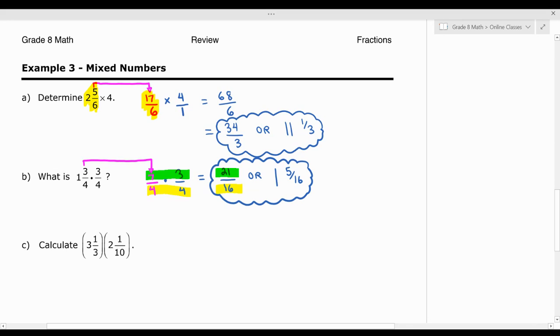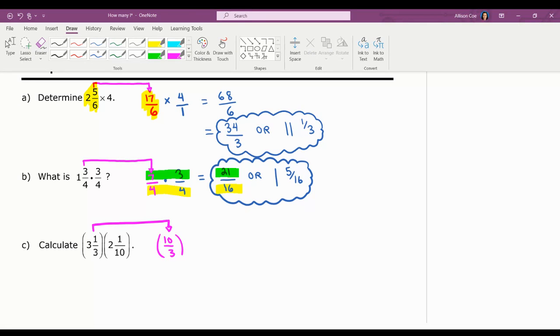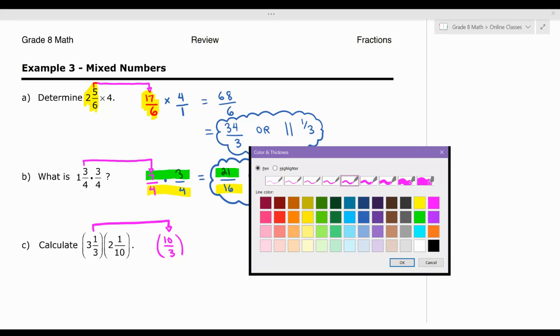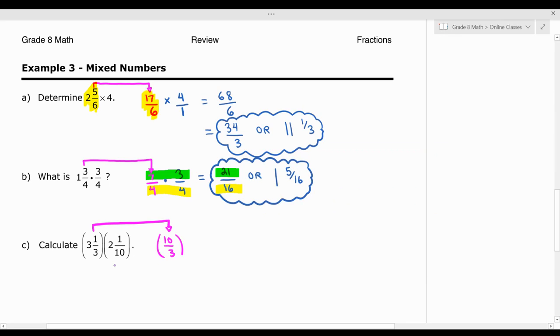Question C, I have 3 1/3 times 2 and 1/10. So you'll notice this time both of them are mixed numbers. So we're going to switch both of them. I'm going to switch this. 3 times 3 is 9. If you add 1 to that, that's like you having 10 thirds. And then the second one, okay, 2 and 1/10 would be like having 10 times 2 is 20 plus 1. So that would be like having 21/10.